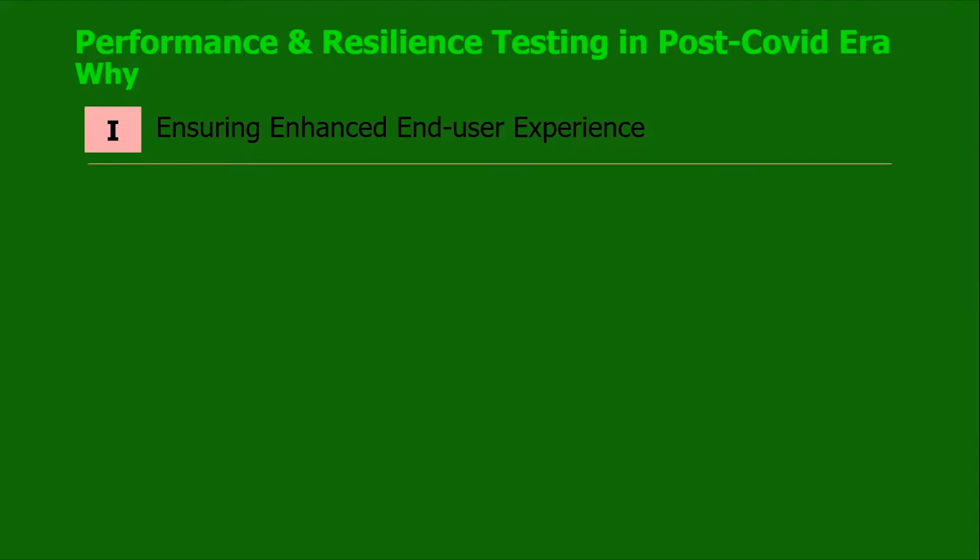And for that, you need to think about the different performance attributes. You need to do it for speed, scalability, stability, and availability. So these are the four major aspects from a performance attributes perspective, which are definitely required to ensure an enhanced end user experience. I'll come to them one by one.